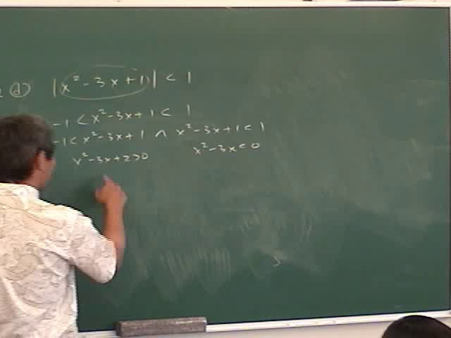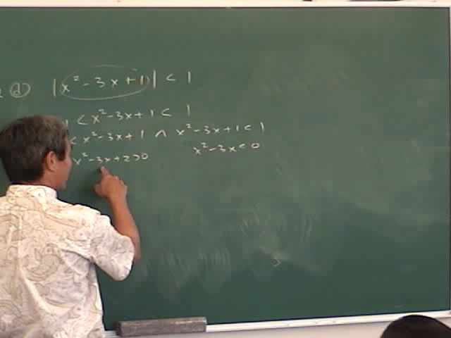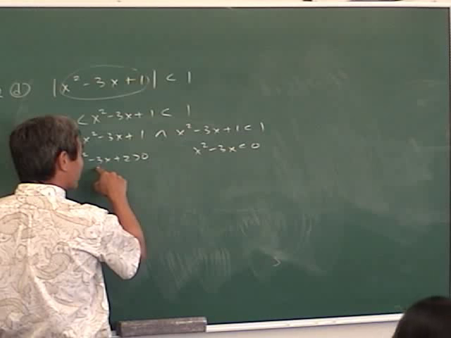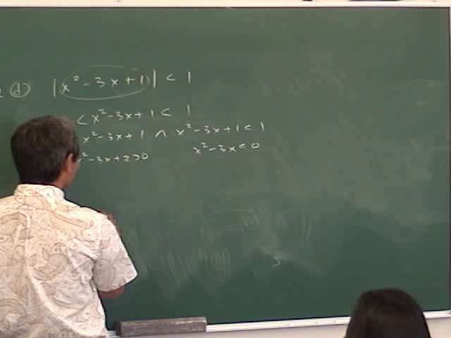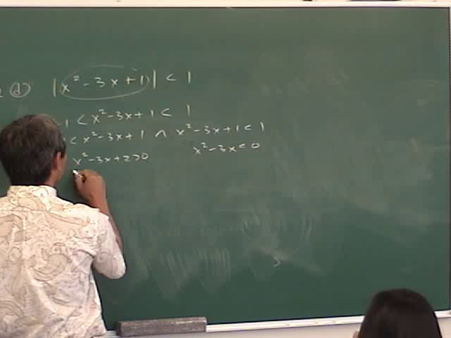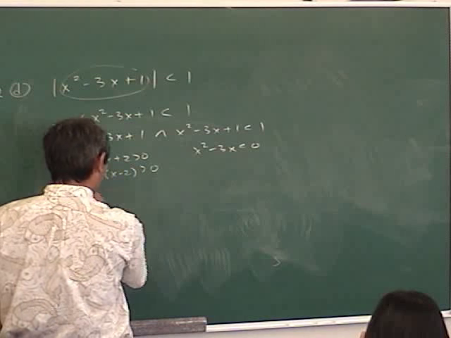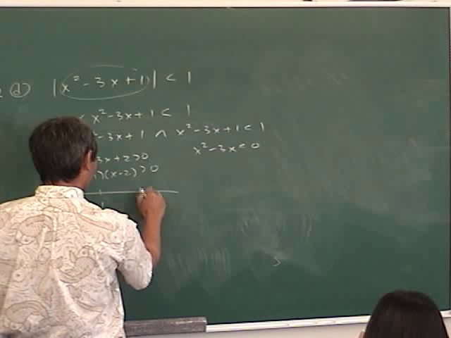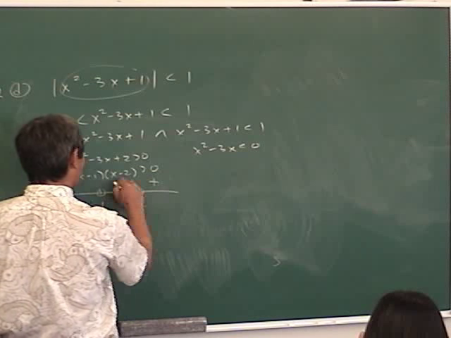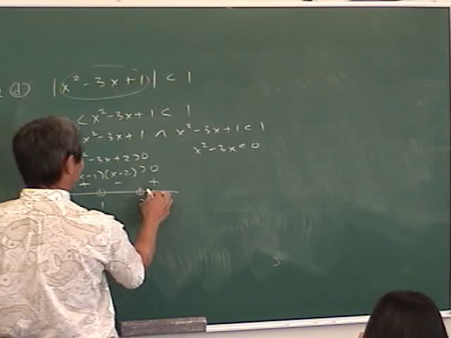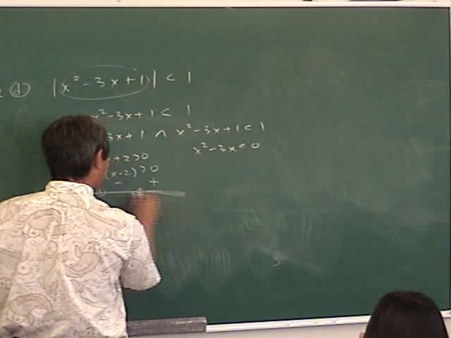And then what do you do with this side? Once you make this side 0, what do you do to this side? Like on today's quiz, what did you do? Rhymes with factor. You factor it. And then you make a number line. 1, 2, no, no, plus, minus, plus. And we're looking for greater than 0, so it's waka, waka.